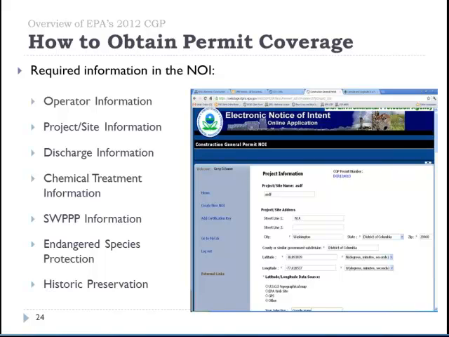We'll also be asking for information on whether you're going to be using chemicals on your site, and also information about the SWPPPs, endangered species, and historic preservation.